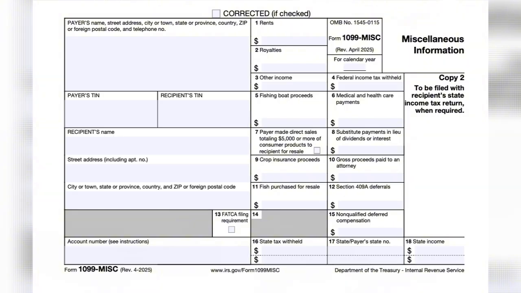And before you finish, take a few seconds to double check everything. Make sure the names, numbers, and amounts are correct to avoid any problems later. Once everything looks good, the form is ready to be submitted and copies can be provided to the recipient and the IRS. And that is a quick and simple walkthrough of how to fill out Form 1099 MISC.